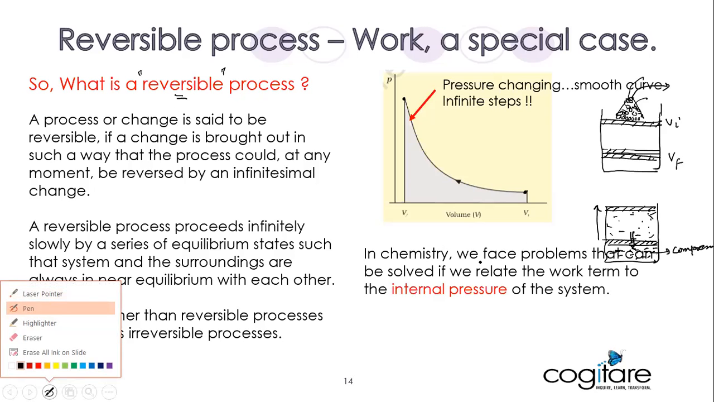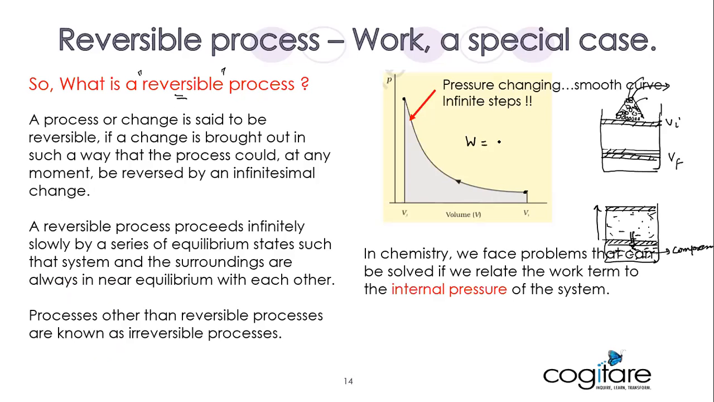In chemistry, we face problems that can be solved if we relate the work term to the internal pressure of the system. So why we are saying this is, all the time when you write W, you say W is equal to minus P external into delta V. Okay, I don't want to talk about P external. Can you tell me how I can convert this P external into the pressure of the gas?